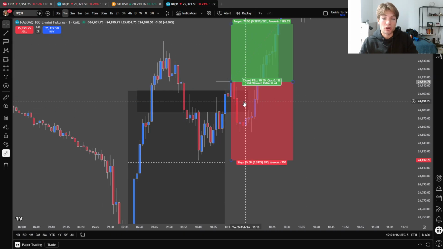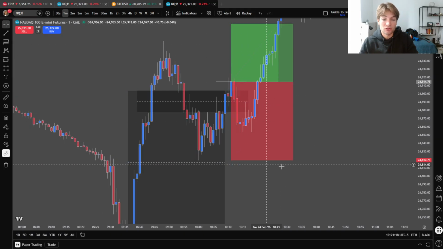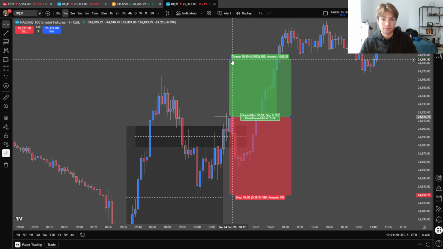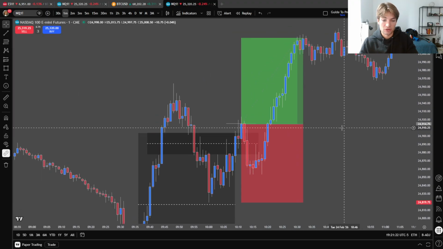I don't want to be wrong. If we're going to make a low, I want it to be below the lowest low, because then price will probably go up. And what happens? Our trade wins. Just like that.